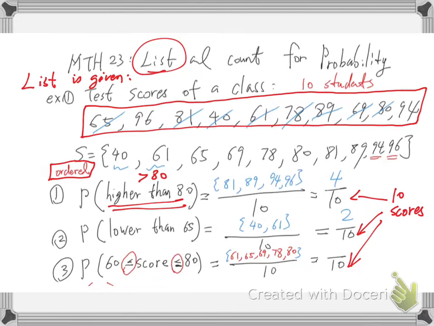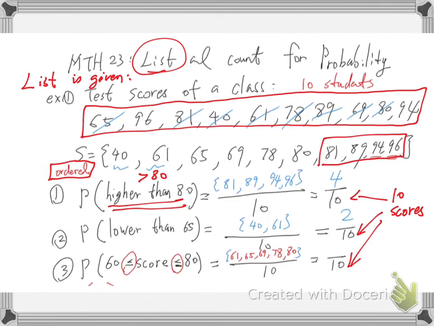Different conditions for probability give us different smaller sets. We pick some numbers and put them on the numerator, and then we count how many numbers satisfy the condition. Then we have the numerator. So question 1, we have 80. After you ordered, these are the 4 numbers bigger than 80. You write them down on the numerator and count them. You got numerator 4. So there are 4 students whose scores are bigger than 80.